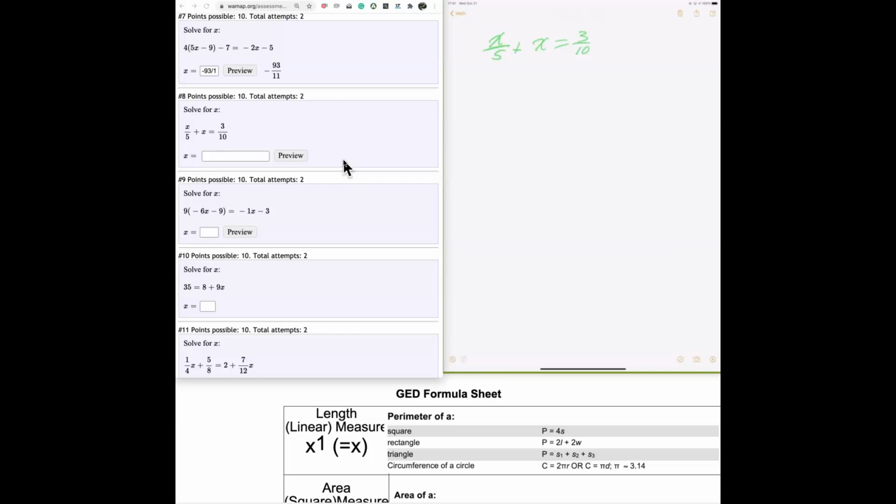So if these were fractions, what would we do? Does anyone have an idea? Why don't we try this for fun? See where it goes.